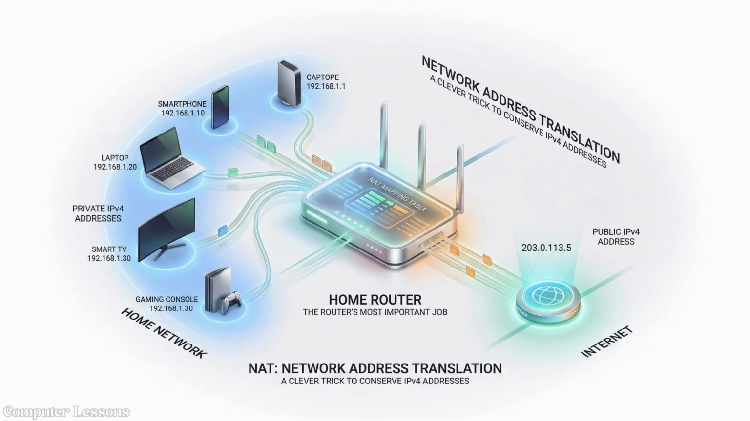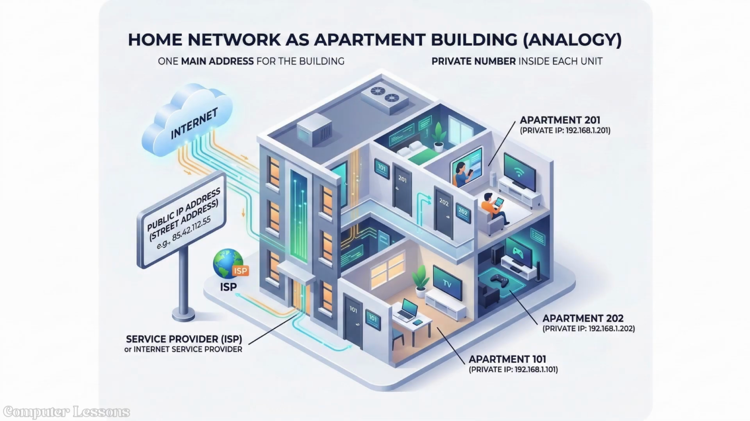But if we ran out of IPv4 addresses years ago, why is the old system still working today? The answer is a clever trick called NAT, or Network Address Translation. This is the most important job of your home router. Think of your home network like an apartment building. The building has one main address on the street. This is your public IP, assigned by your service provider. But inside the building, each apartment has a private number, like apartment 101 or 102.